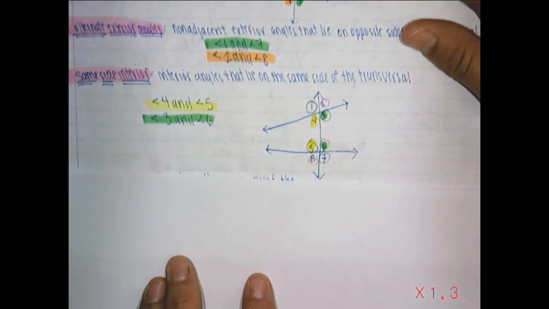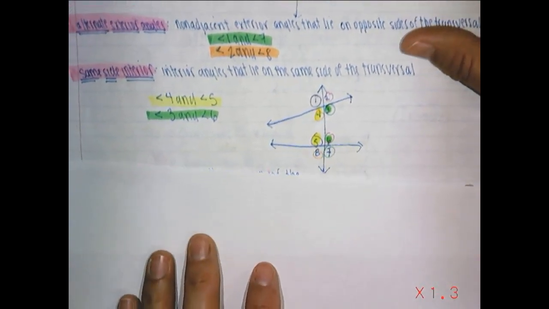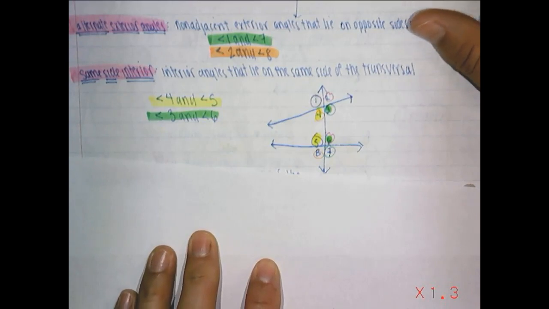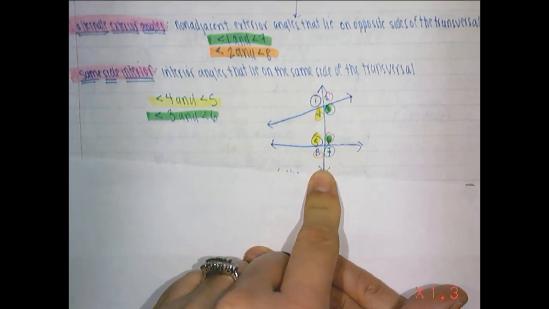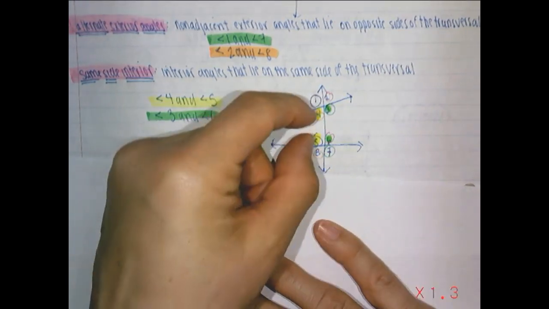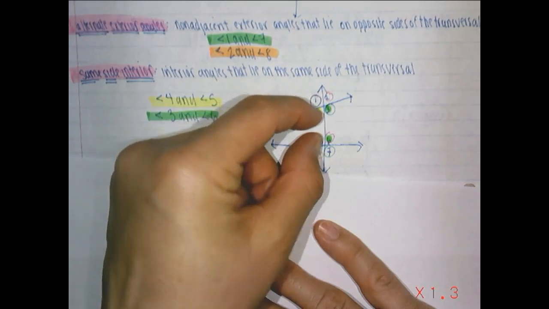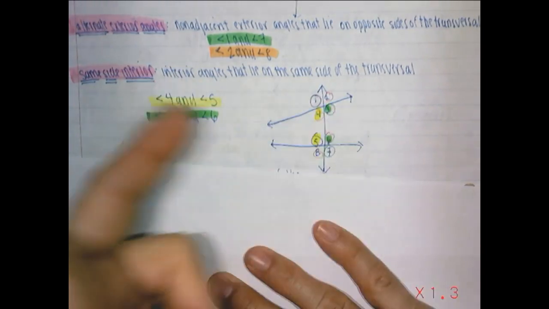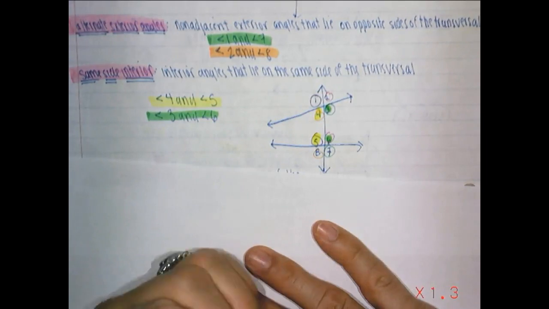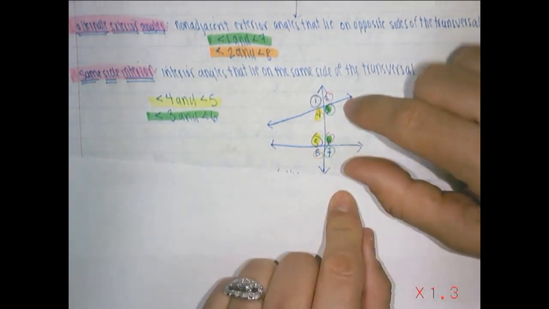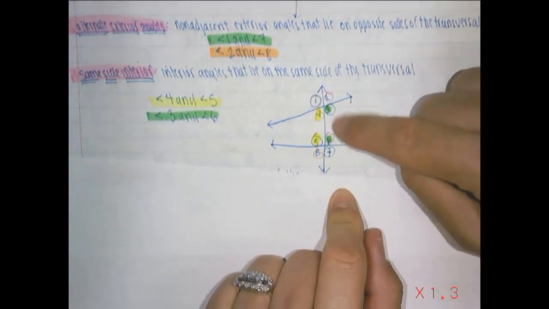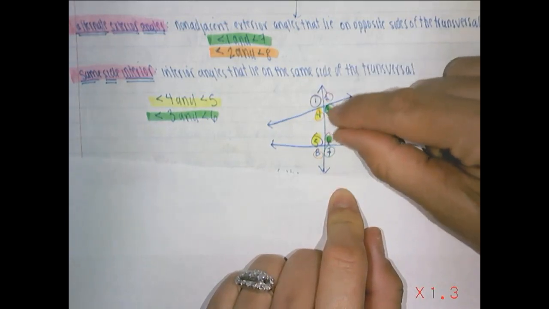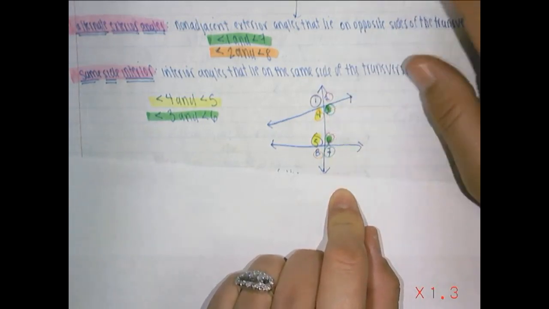Then we move down here to talk about same side interior angles. All right, same side. So we have two lines and we have the transversal that cuts through them. Same side interior angles must be on the inside of the lines and on the same side. So 4 and 5 would be same side interior, inside the lines. And our other set would be 3 and 6. Same side interior, in between these two lines.